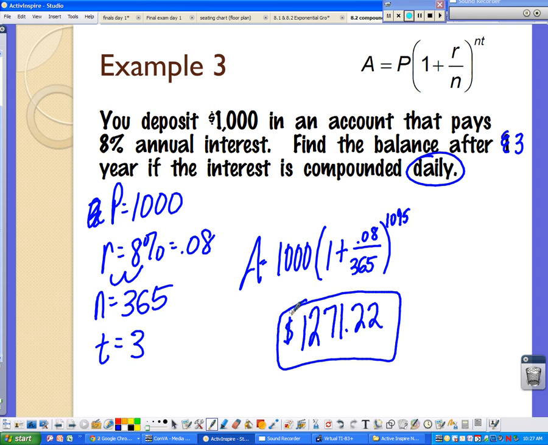Okay. All right. Well, this concludes the lesson, and again, I suggest doing some of the practice problems calculating compound interest. And then when you're ready, go ahead and do the quick check, and you're ready for lesson 3.